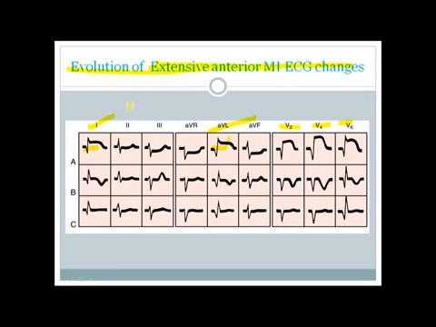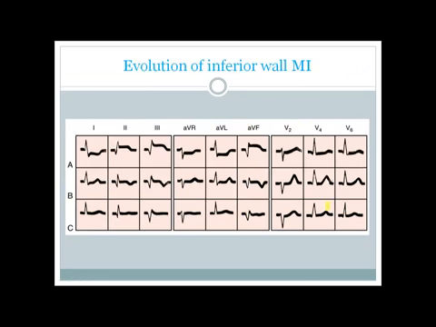And this is an ST elevation MI, which after some time, the leads that showed ST elevation are now showing T inversion. So T inversion here, also here, also here, here. Later on, those T inversions also become normal, as you can see in the C. So T inversions are becoming flatter and flatter.